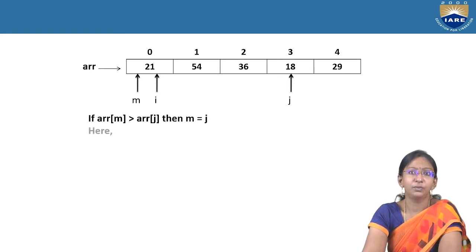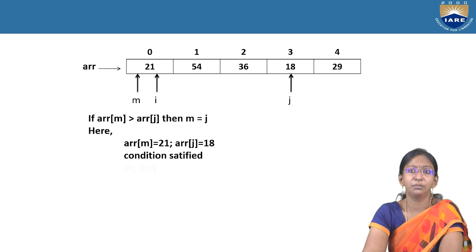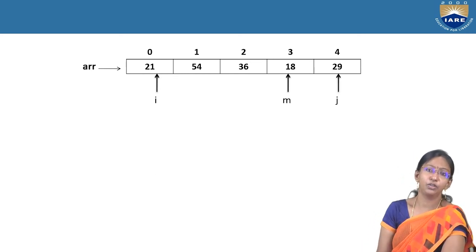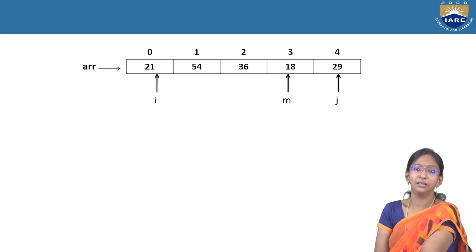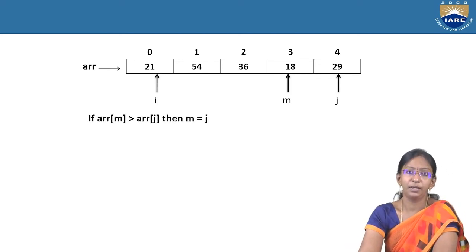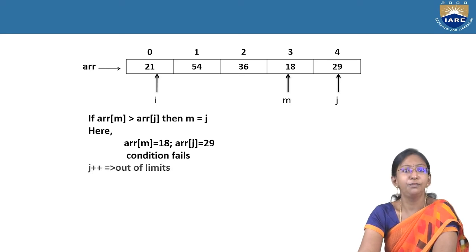Now again compare. 21 greater than 18. Condition satisfied. Now M is going to point to J and J will be incremented. So M is pointing to the third index and J is incremented and it is at 29. Again do the same process. Is the element pointed by M greater than the element pointed by J or not? 18 greater than 29, no, the condition fails. And if you increment J, J goes out of boundary. So this says the end of the first iteration.